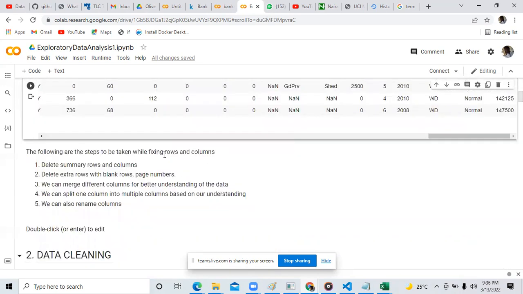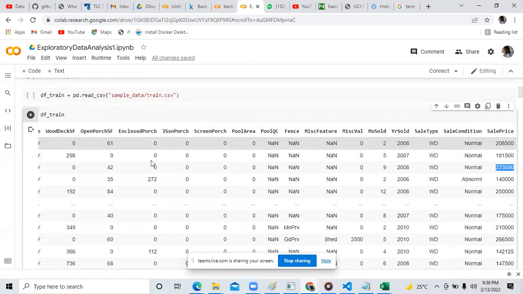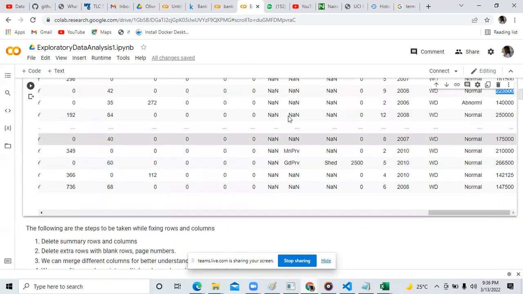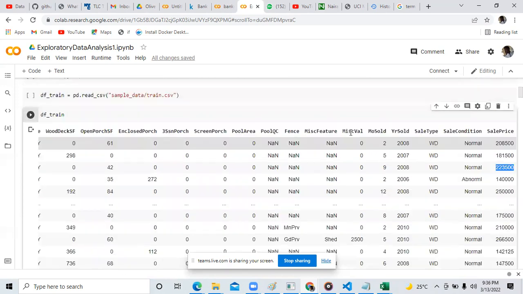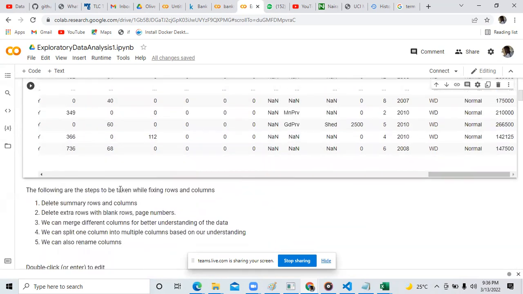So these are a couple of things that you can use to fix rows. I like this data set because it's very, very dirty. You can see 000. You can see none. Most times when you open your data frame, you'll find out that so many things are wrong with it. So there are a couple of things you can do.